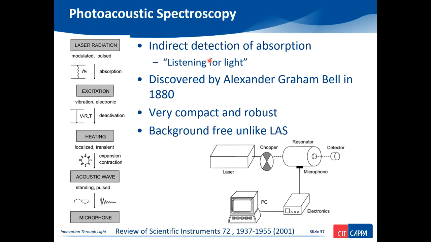for spectroscopy. A couple of important points: it's a background-free technique. So let's say if you're doing laser absorption spectroscopy, you have a high signal, and as your light is absorbed, you have a small reduction in signal against your strong background. Photoacoustic spectroscopy is the opposite. If there's no absorption, you have zero signal. So you're seeing a signal against a very low background, which has some advantages.